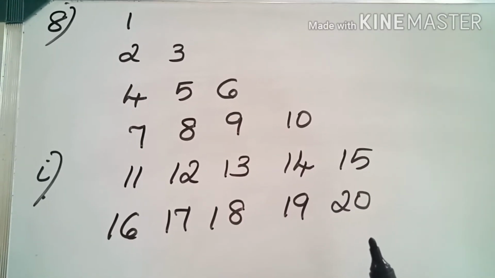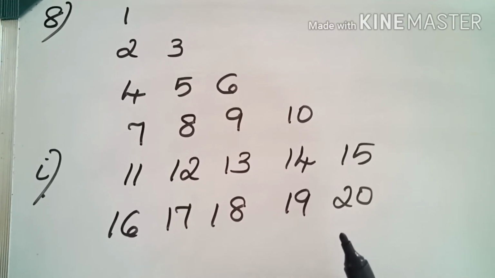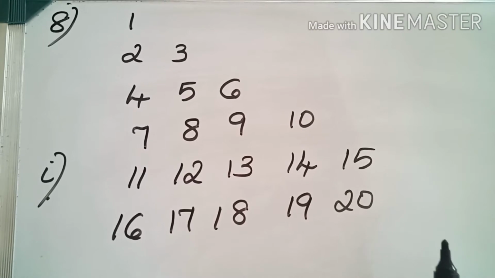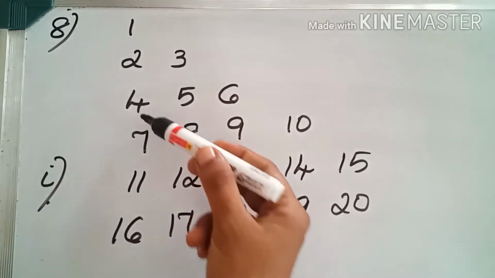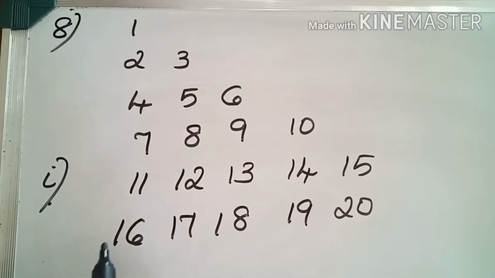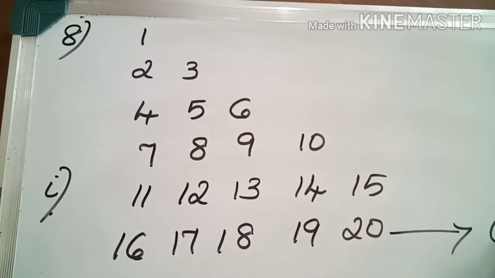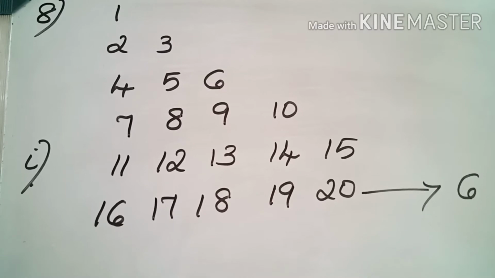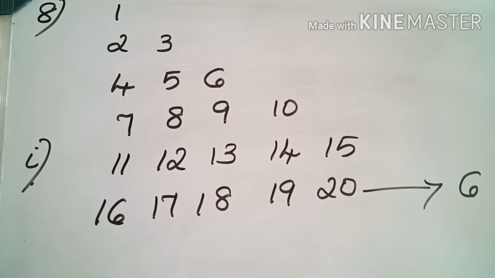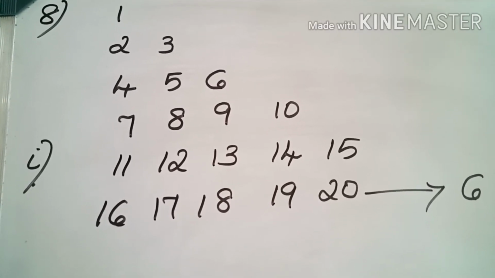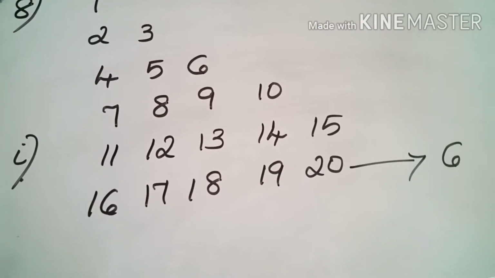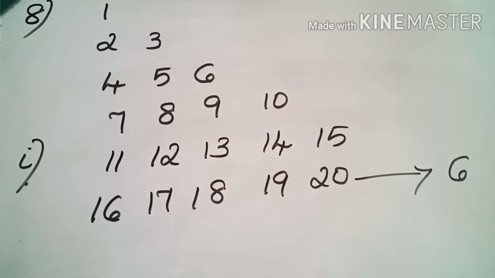Now the next sub question is, what will be the first number and the last number of the 10th line? Here 1, 2, 3, 4, 5, 6. Up to 6 lines we have finished. We want to find the 10th line's first number and the last number. Okay. Now in the 10th line, how many numbers will be there? 10 numbers will be there.